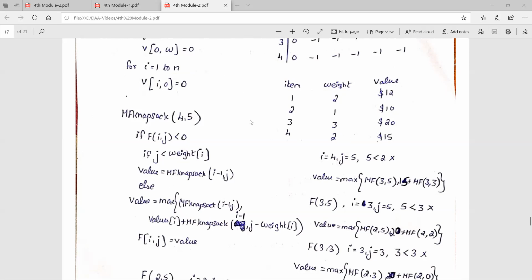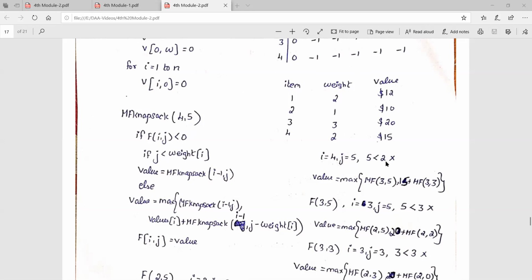Now for this problem I have taken the memory function knapsack of 4, 5. So what is the i value? The i value will be 4 and the j value will be 5. The value at 4, 5 is -1. If it is -1, then we come here. Is j less than wi? Now i is equal to 4, j is equal to 5. What is the weight of the fourth object? That is 2. So 5 less than 2?